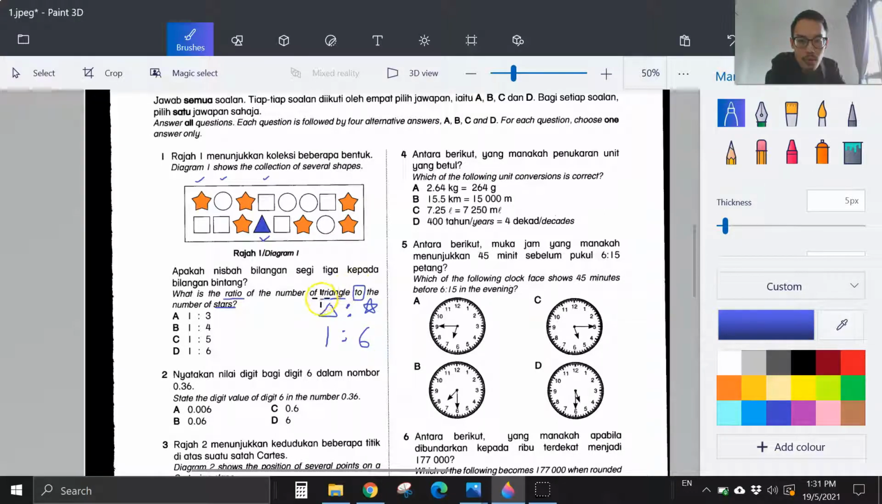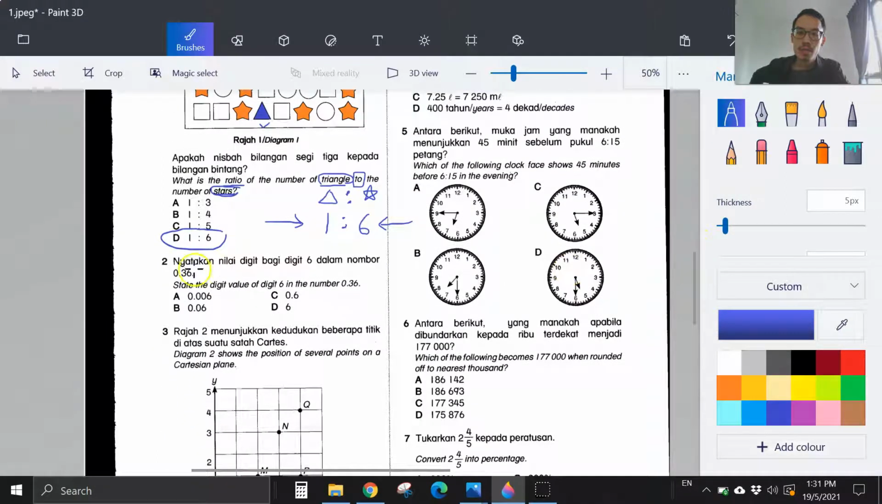This is how you do it. You look at the position. Triangle is on your left side, so on the left you write the number of triangles. The stars are on the right, so on the right side you write the number of stars. So the answer is 1 to 6. The ratio is 1 to 6.